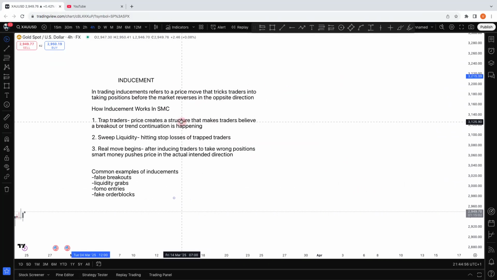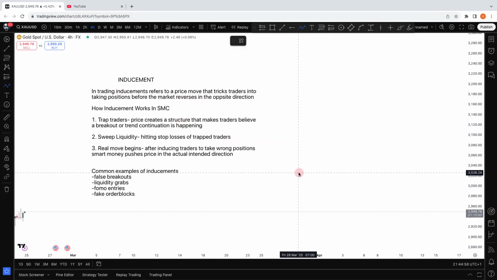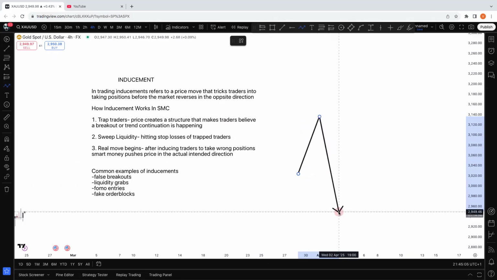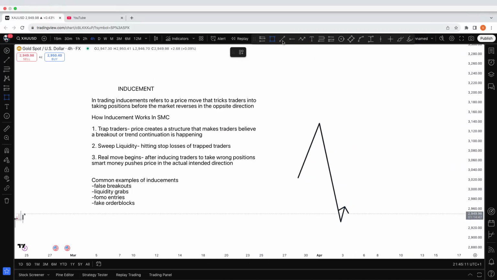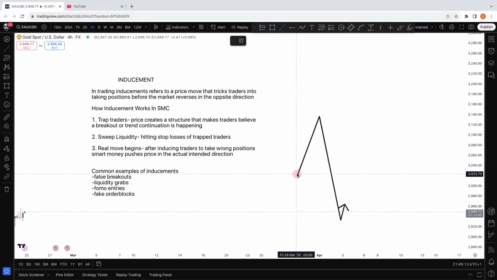Let's say, for example, this is the most popular type of inducement, I think. Let's say you have price moving impulsively downwards this way, right? Now you're going to agree with me that, let's say this was an uptrend, right? And this is a BOS. So you're going to agree with me that this order block here is what was responsible for this BOS, right?